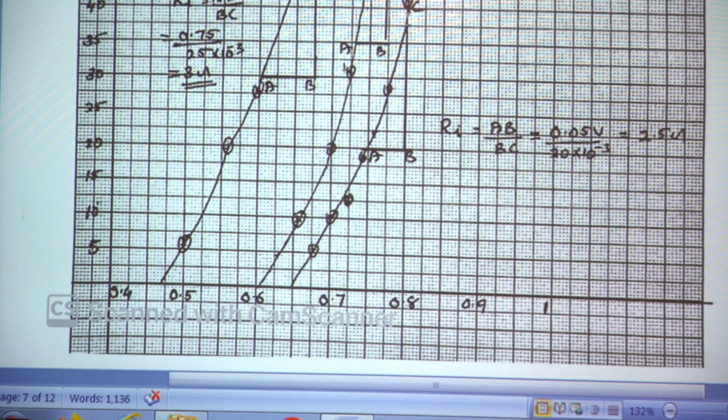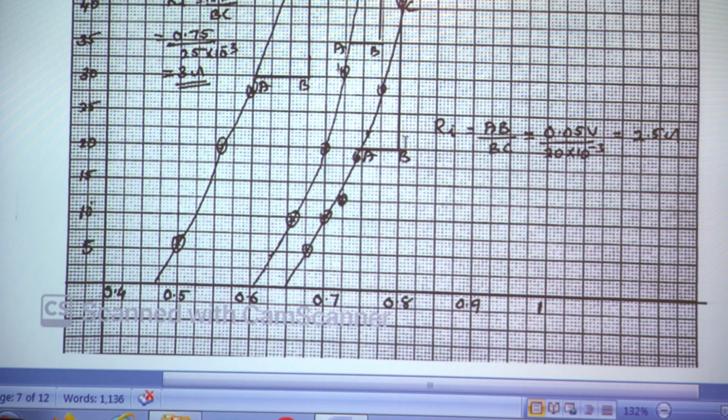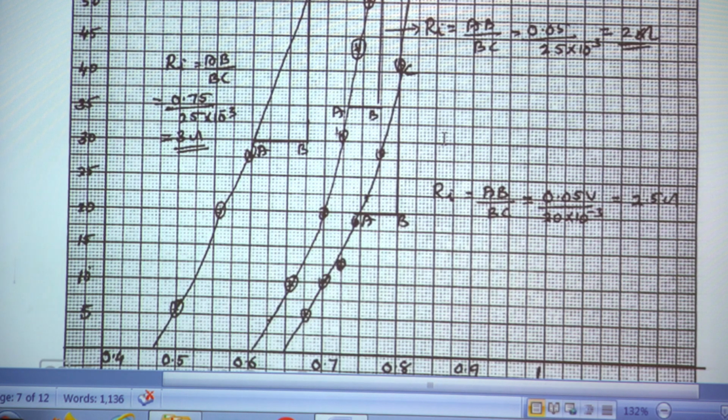To find the input resistance we are finding the slope, that is AB divided by BC. AB is the delta VEB, and BC is the delta IE. So AB by BC we find out. For the first curve we are getting a value of say 2 ohm, and from the second curve we are finding a value of Ri equal to 2.5, and from the third curve, AB divided by corresponding BC, that is equal to 3 ohm.